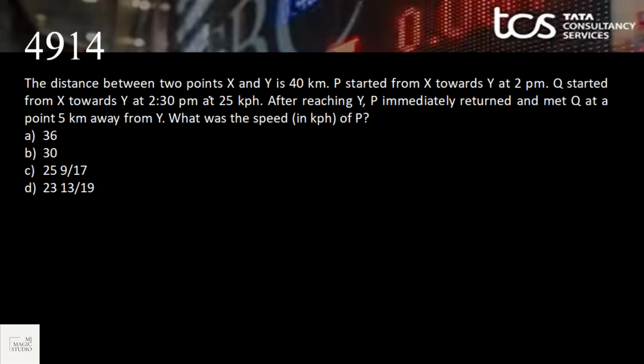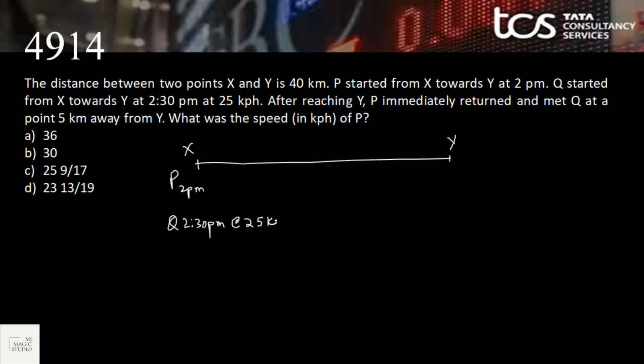The distance between 2 points X and Y is 40 kilometers. P started from X towards Y at 2 p.m. Q started from X towards Y at 2:30 p.m., after half an hour, 30 minutes, at the rate of 25 kph. We have got no speed for P, so let it be P kph.